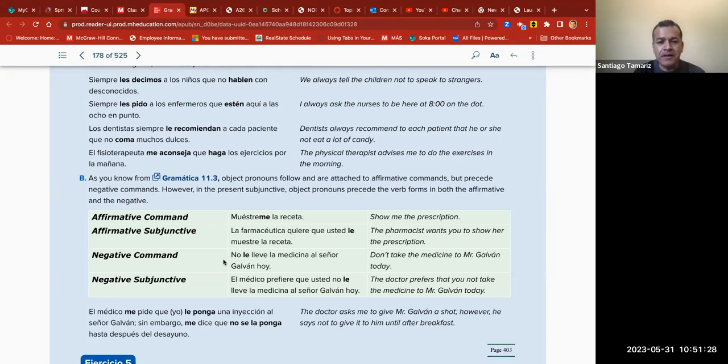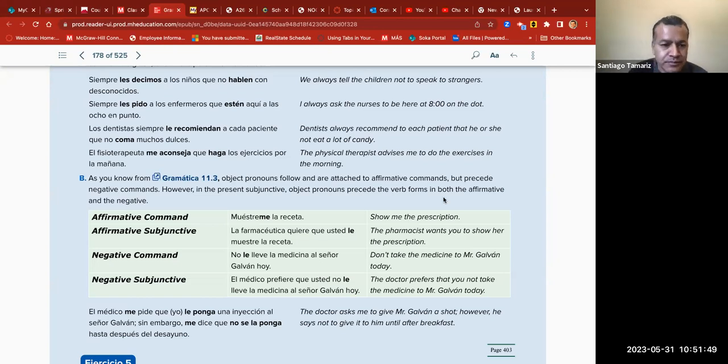Bien, negative command. No le lleve la medicina al señor Galván hoy. Negative subjunctive. El médico prefiere que usted no le lleve la medicina al señor Galván hoy. Okay, so here, in other words, in the present subjunctive, object pronouns precede the verbs, always, in affirmative and negative.